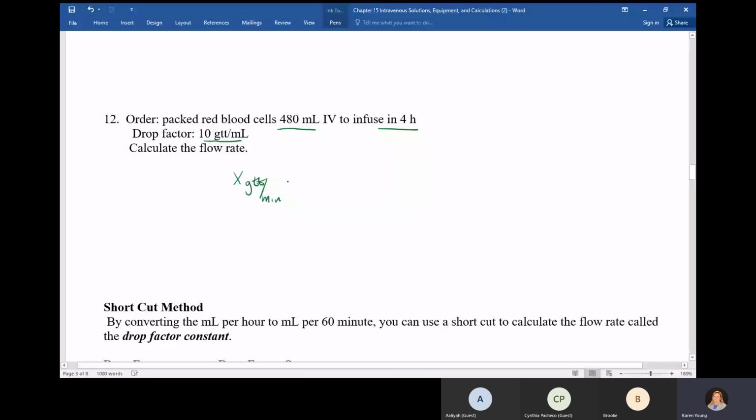So 480 milliliters. Y'all could do this one. I don't need to talk through it because it's just like the first ones we did. There's no trick here.